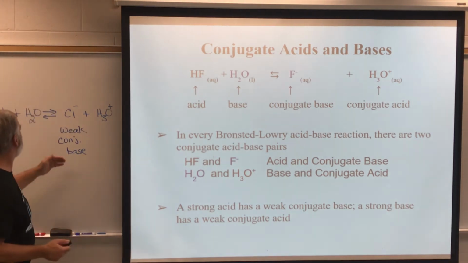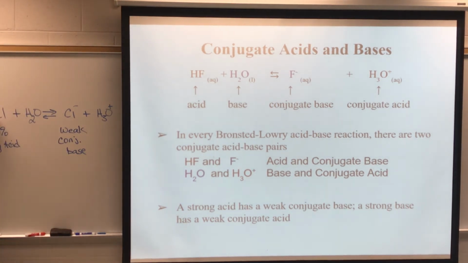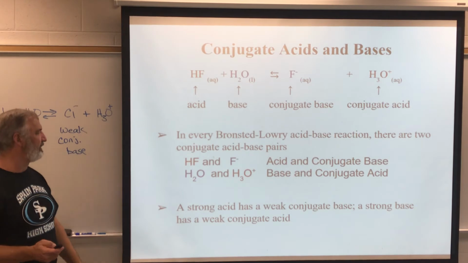And it's all about how easily they donate these hydrogens. How much of an attraction does this have for a hydrogen? The stronger the acid, the more readily these break apart. The stronger the base, the more attraction it has for a hydrogen. Okay? And then the pH kind of helps us determine that.